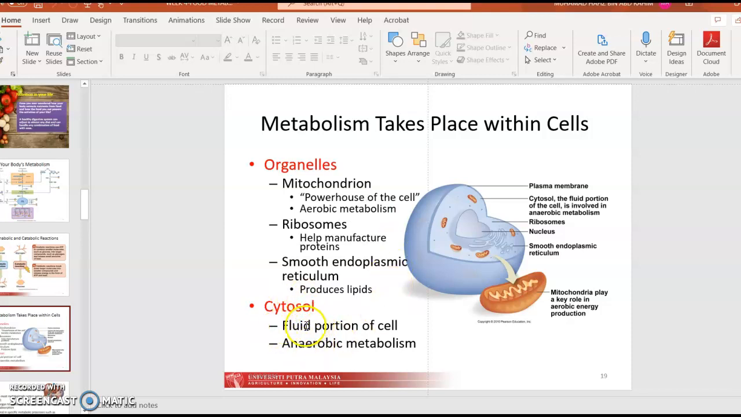The second important one is, of course, the cytosol or cytoplasm, because this is the site where anaerobic metabolism will occur, which is glycolysis only. So if we don't have mitochondria or oxygen, the breakdown of glucose can happen in the cytoplasm, for example, in the red blood cell, because the red blood cell doesn't have any organelle.